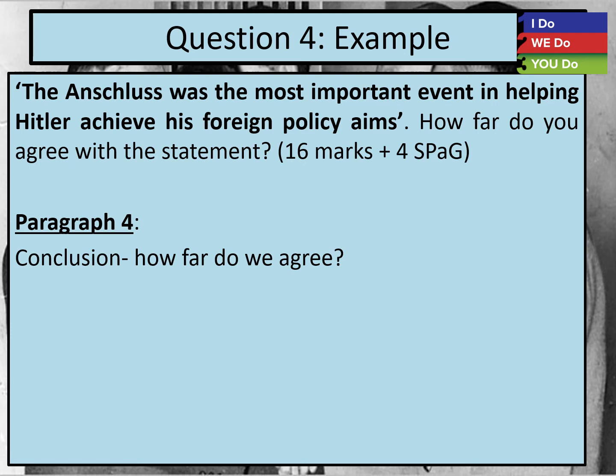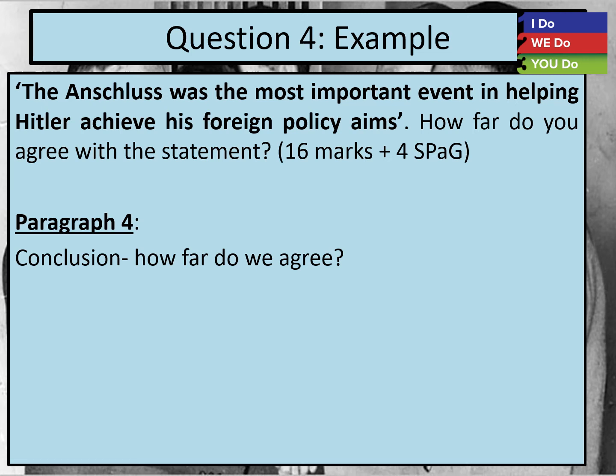But you've also got to demonstrate your understanding of how all the events, all the things you've talked about, are interlinked and interrelated. That's what's going to get you to the higher level here, to show how one thing fed into the other. That actually the Anschluss may not have happened had it not been for the remilitarization of the Rhineland, for example. But that the Anschluss itself led on to events that were even more important in helping Hitler achieve his foreign policy aims.